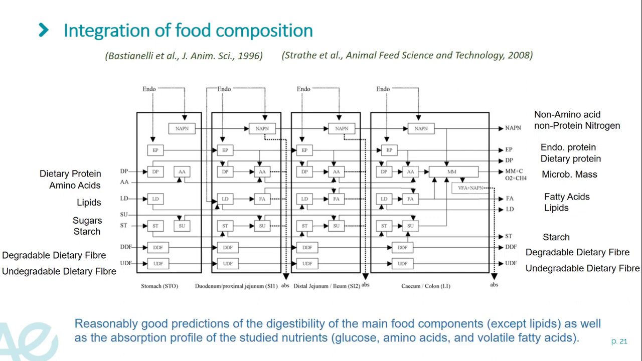With their models, they found reasonably good prediction of the digestibility of the main food components, except lipids, and also of the absorption profile of the studied nutrients. So this was glucose, amino acids, volatile fatty acids. This is just to show you that it is possible, in theory at least, to build a whole nutrient and almost a whole GI tract model using these modeling strategies.